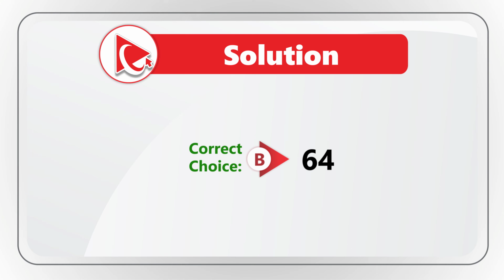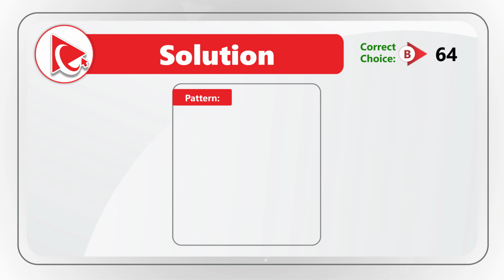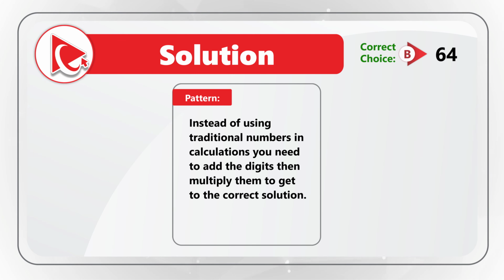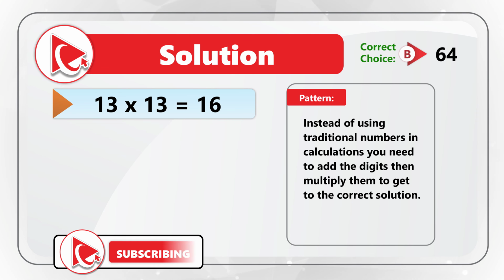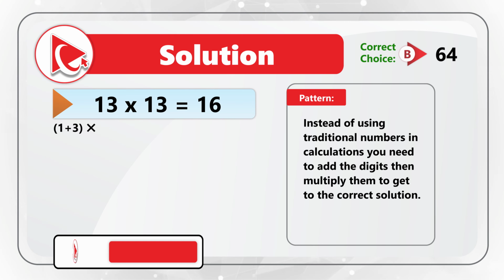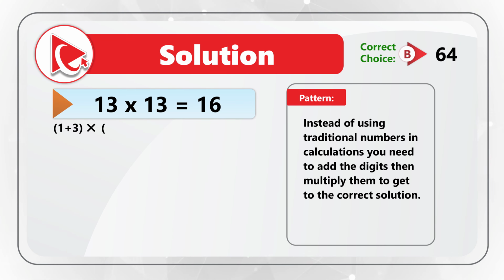The pattern here is that instead of using traditional numbers in calculations, you need to add the digits and then multiply them to get to the correct solution. So let's look at the first expression. 13 multiplied by 13 equals 16. In reality, you need to sum up 1 plus 3, then multiply at another expression 1 plus 3, which would be 4 multiplied by 4, which would be equal 16.